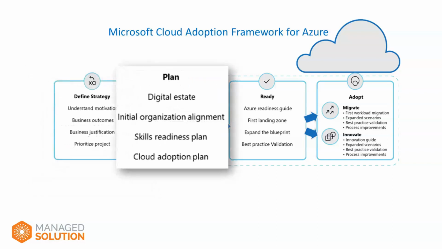Now, planning involves understanding your digital estate. What type of resources are you trying to modernize or move to the cloud? And is this plan in alignment with your original organizational plans? Also, think about the skills that you have within your organization. Do you have the skill sets to be able to support this? Or do you have managed services providers or other aspects to be able to help support this? And what will be your cloud adoption plan?